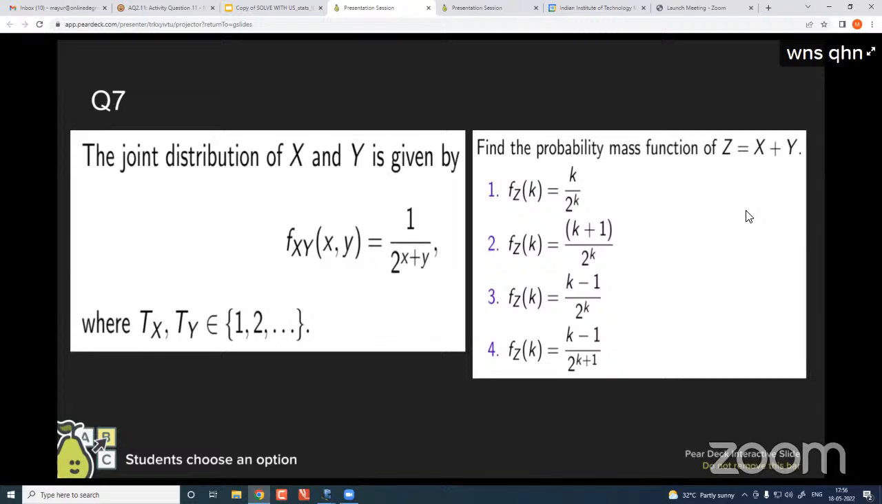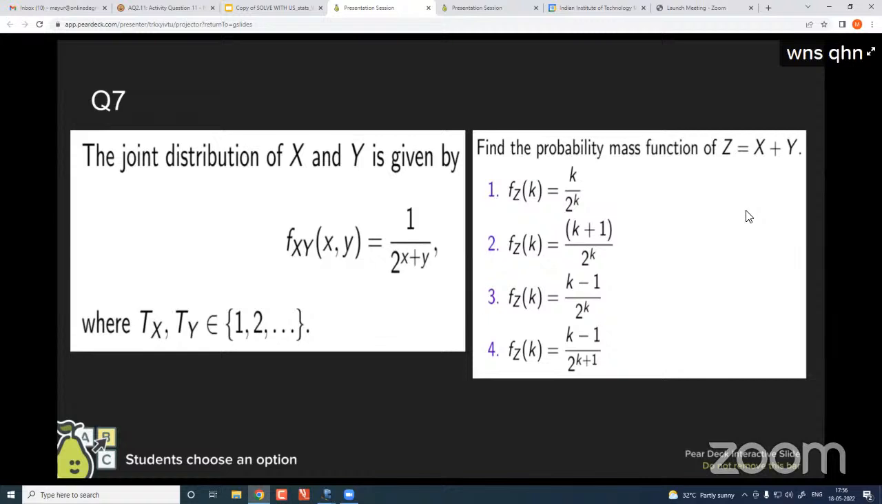So for z equals 4: (1, 3), (2, 2), (3, 1). So three possibilities are there, right? 3 by 2 to the power 4. For 5? 4 by 2 to the power 5. For 6? 5 by 2 to the power 6. For 10? 9 by 2 to the power 10.